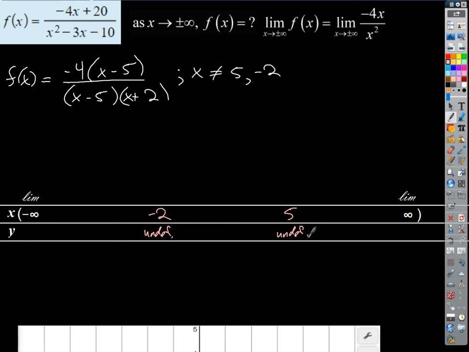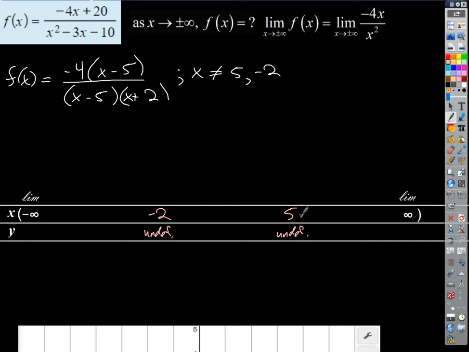Where is the top equal to 0? 5. Normally we'd think of that as an x-intercept, but what's the problem here? It's undefined at 5, so it can't be. The function does not exist there, so it can't be an x-intercept. We'll get to that very shortly. Let's think about the end behavior first, and then we'll figure out how to test some points and maybe what all this means.